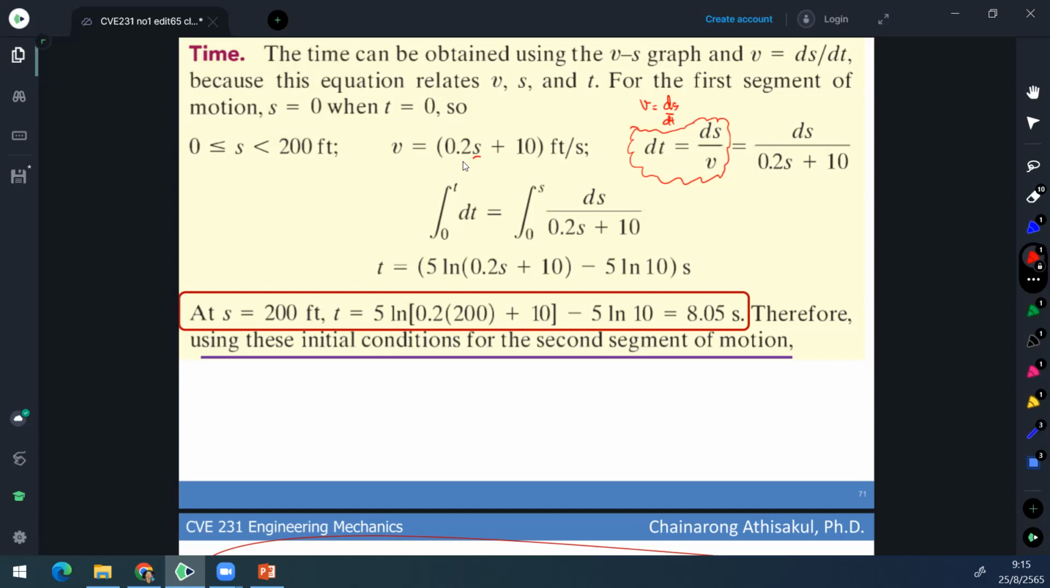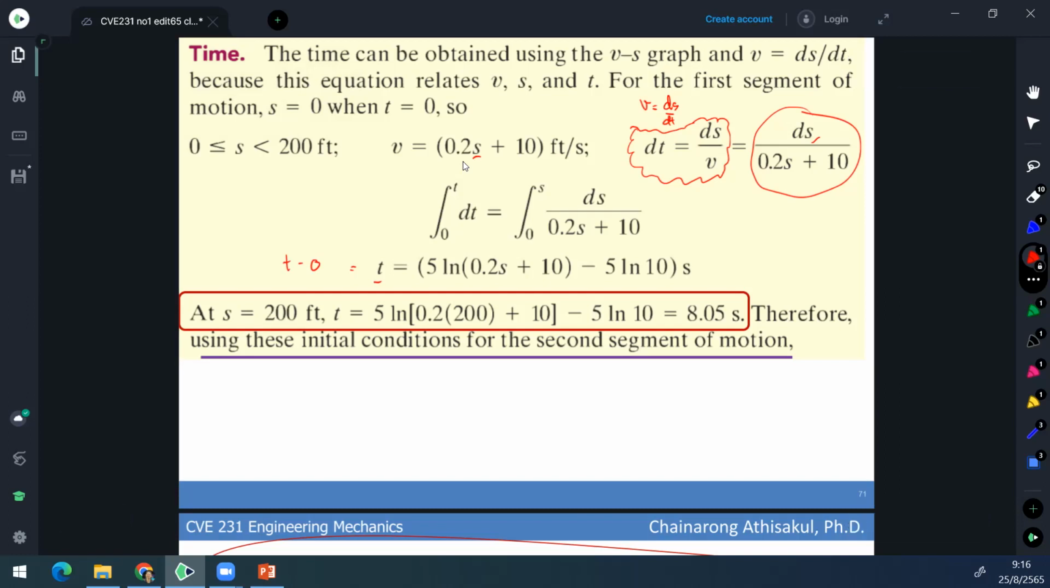So then, when we would like to determine the time, we have to rearrange this equation in terms of this. According to this, we get dt equal to ds over 0.2s plus 10. This term is a function of s. After we integrate both sides from time equal to 0 to time equal to t, the left hand side is delta t, that is t minus 0, which is equal to t.